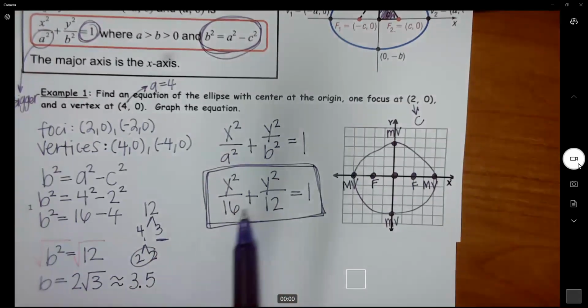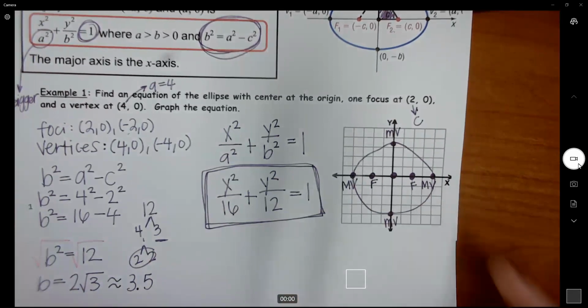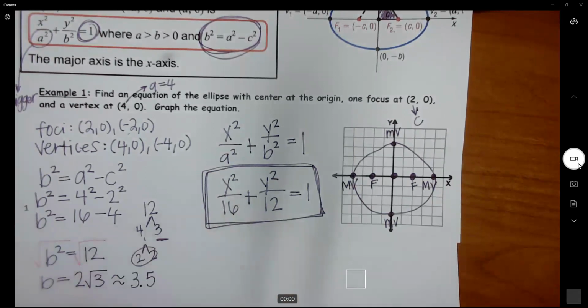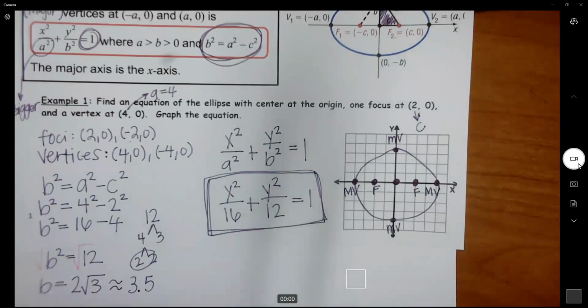And the closer that these two numbers are together, the more circle-like that's going to be. Once these get further apart, that's when it's going to look way more oval and stretched and less circular. Okay. There's a lot going on here, but hopefully we're kind of catching on some, right? Okay, so let's try another example.